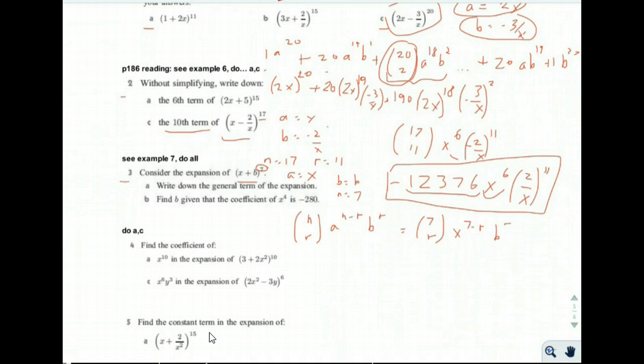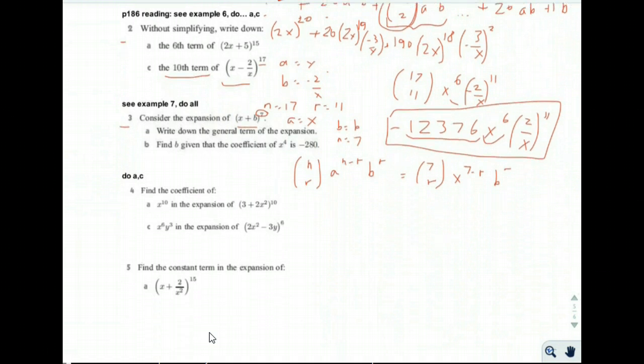Okay, and then it says, find b given that the coefficient of x to the 4th is negative 280. So what they're saying is that negative 280, so when r is equal to some number, and in this case, they're talking about when r is equal to 3, right? Because when r is equal to 3, it would be x to the 4th.